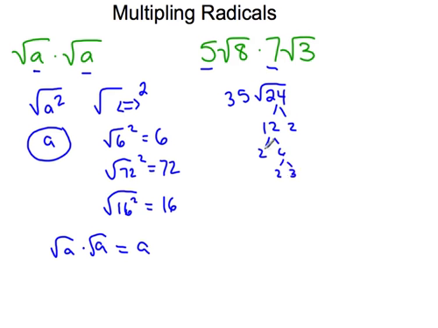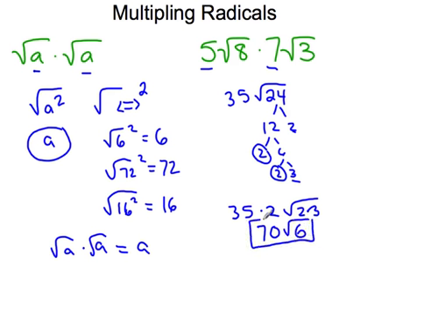We look for pairs again. Here's a pair of 2's. So I'll say 35 on the outside times 2. What's stuck on the inside is the 3 and 2 is still remaining. So that'd be 70 times the square root of 6. Turns out to be my final answer.